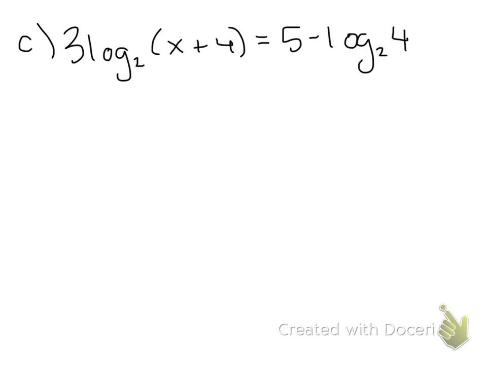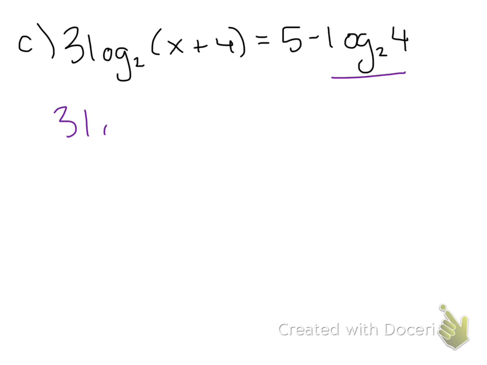Lastly, letter C. So this one looks totally different. I have logs on both sides, but I also have regular numbers on both sides. So there's a couple different ways to approach it. I'm going to show you what I think is the easiest way. That doesn't mean this is the only way. This right here has two numbers. I have log base 2 of 4, and if you remember from evaluating, you would ask yourself, 2 to the what power gives me 4? And that answer would be 2. So log base 2 of 4 is equal to 2.